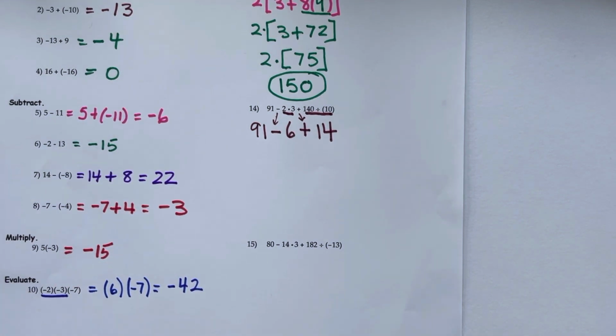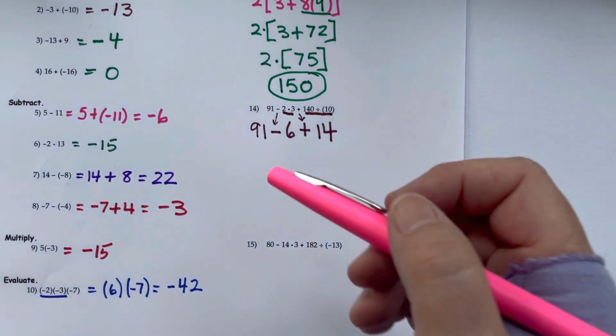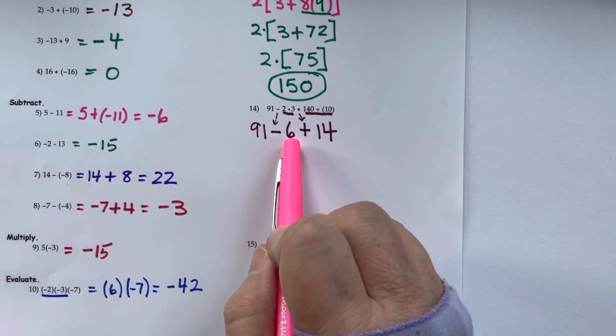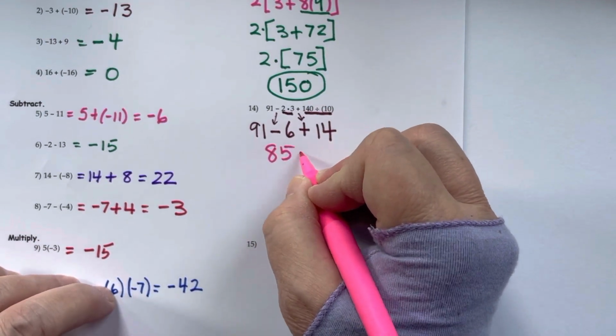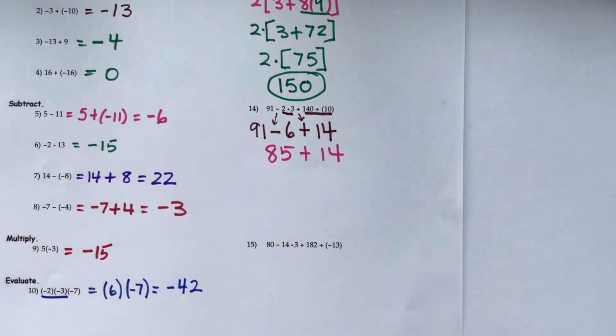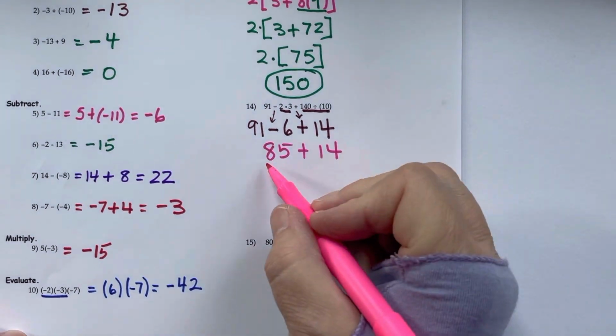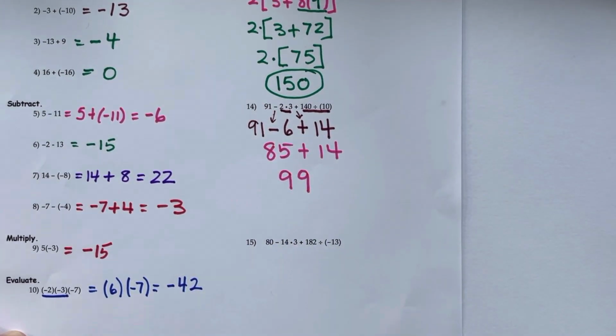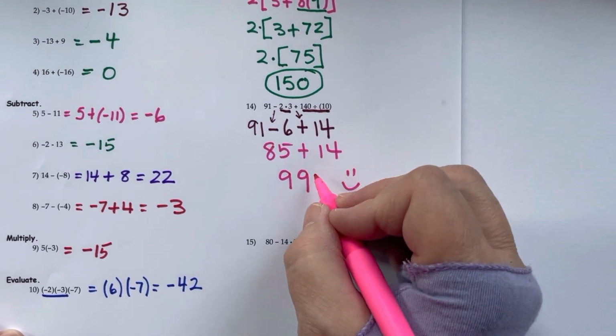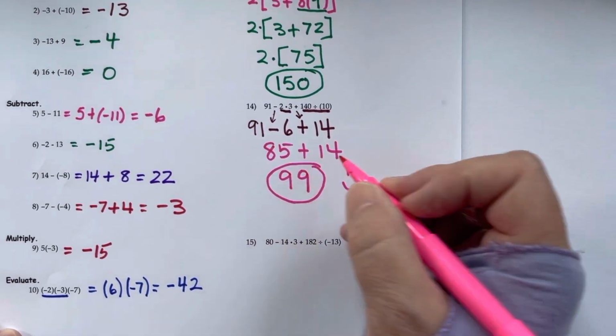Now we're going to work from the left to the right. And just for the sake of not making a mistake, this is going to be 91 minus 6 is 85, right? I'll just do it like that since I'm going to try to do it in my head. And then I add those and that gives me 99. There we go. All right, so I'm going to circle my answer.